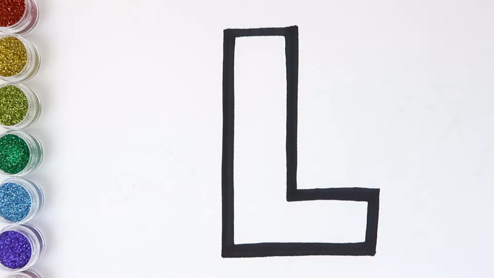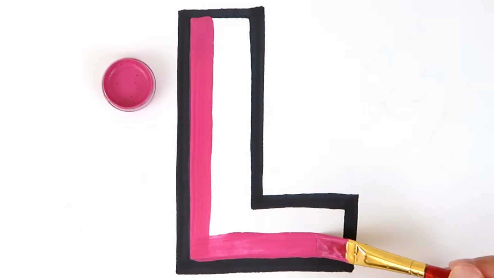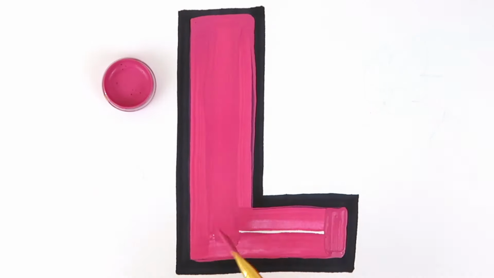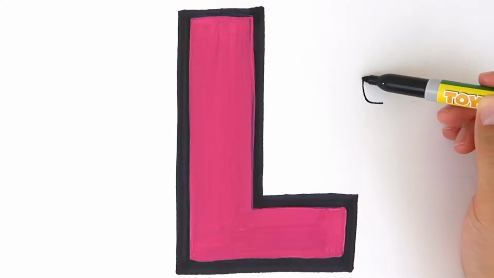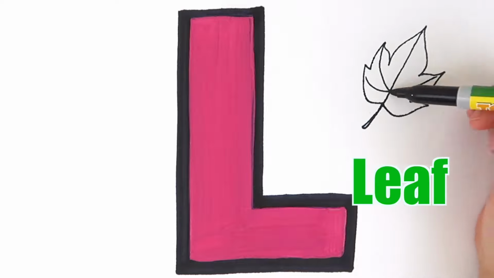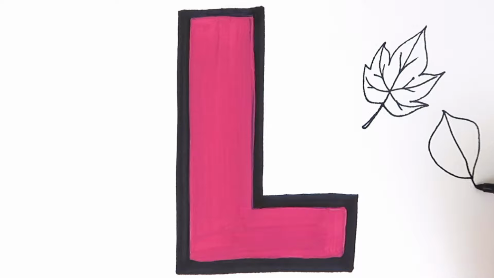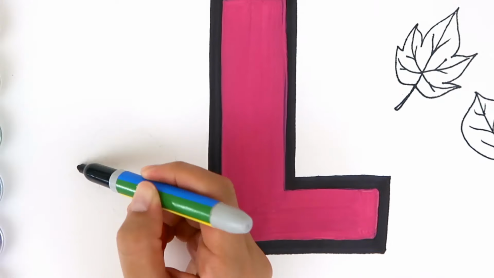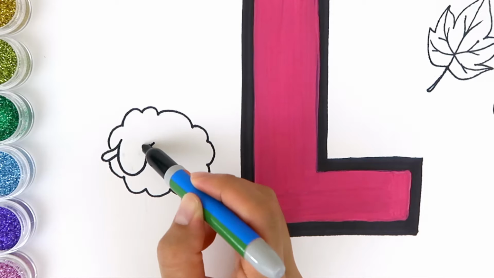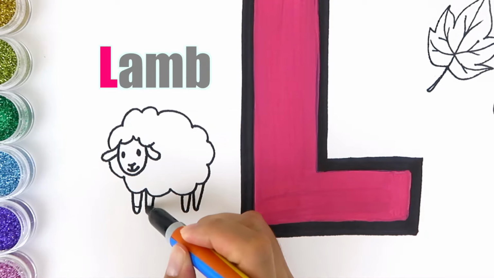Next comes the letter L. Let's color the letter L with pink. What starts with the letter L? Leaf. Leaf starts with L. And what's this? It's a lamb. Lamb starts with L.